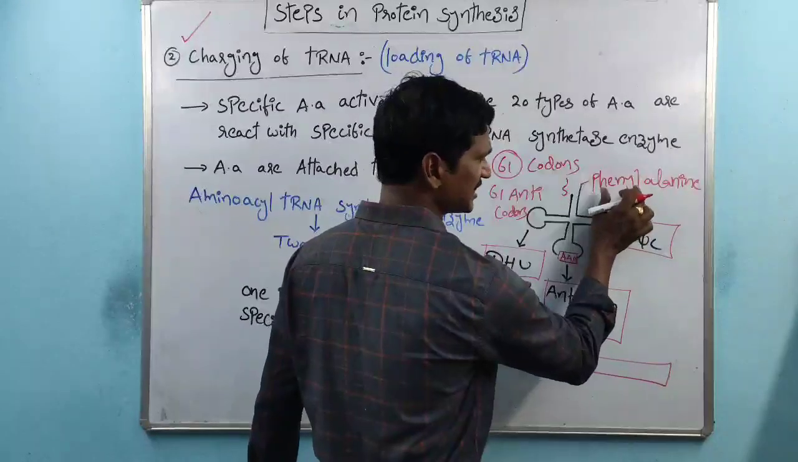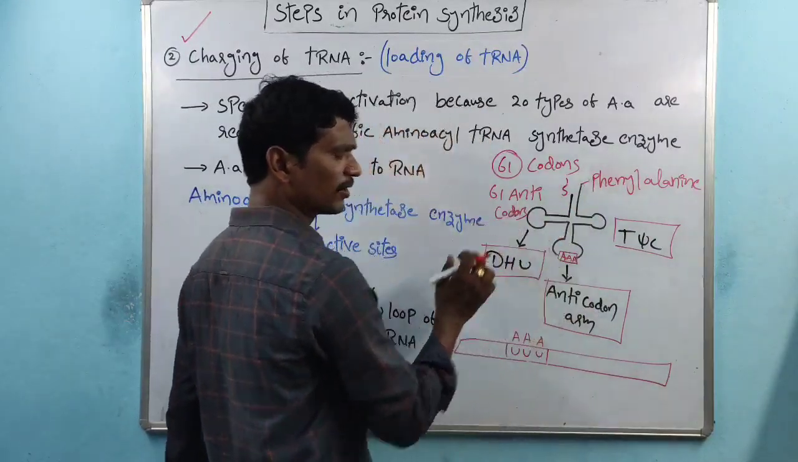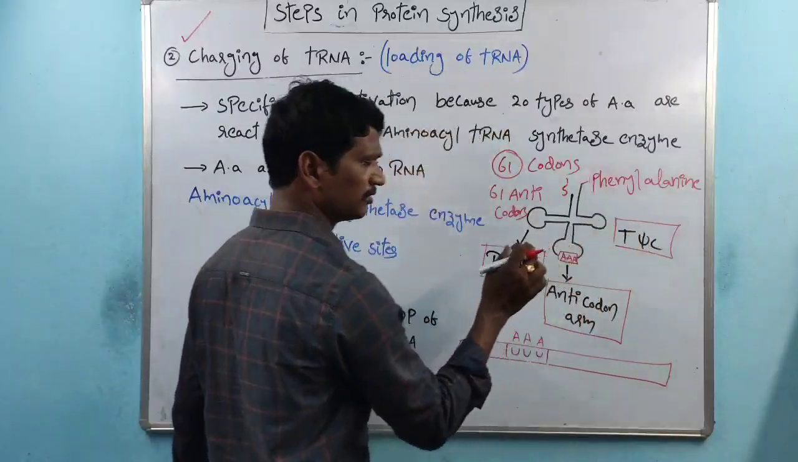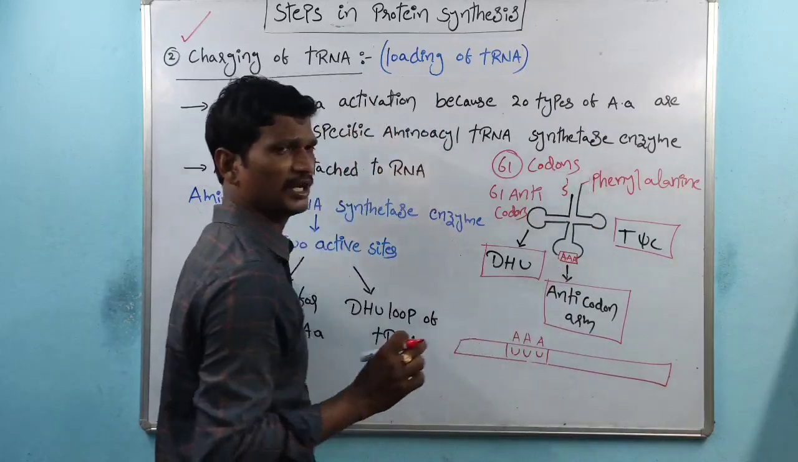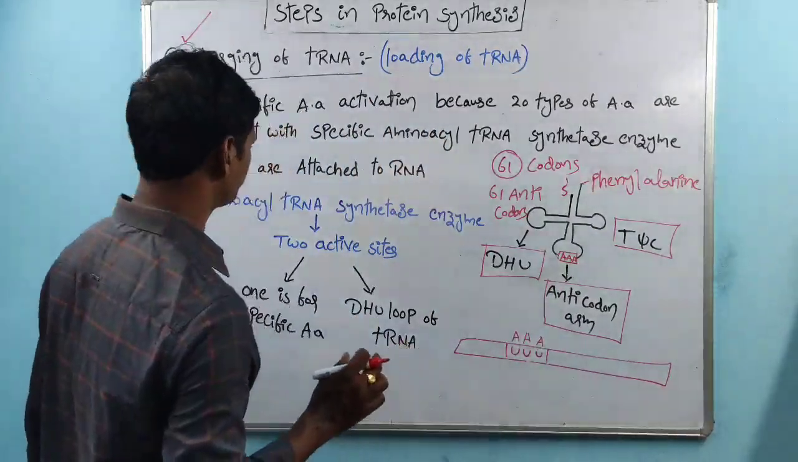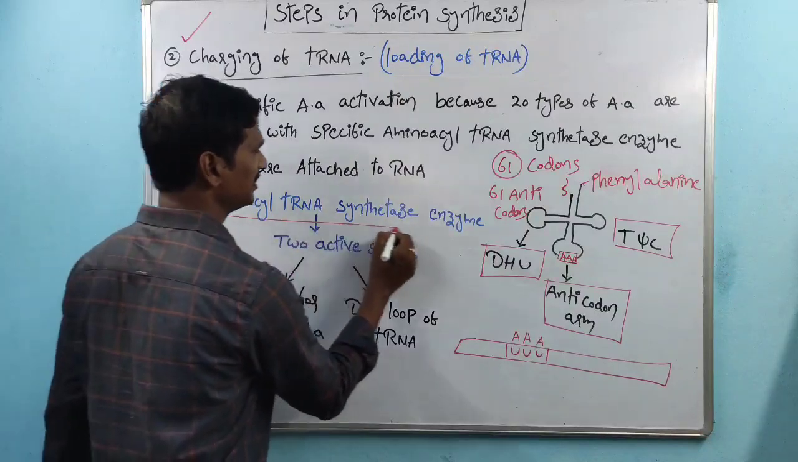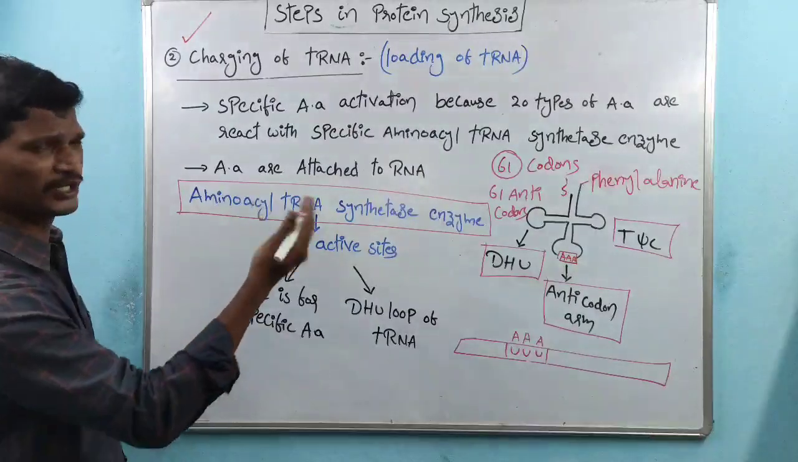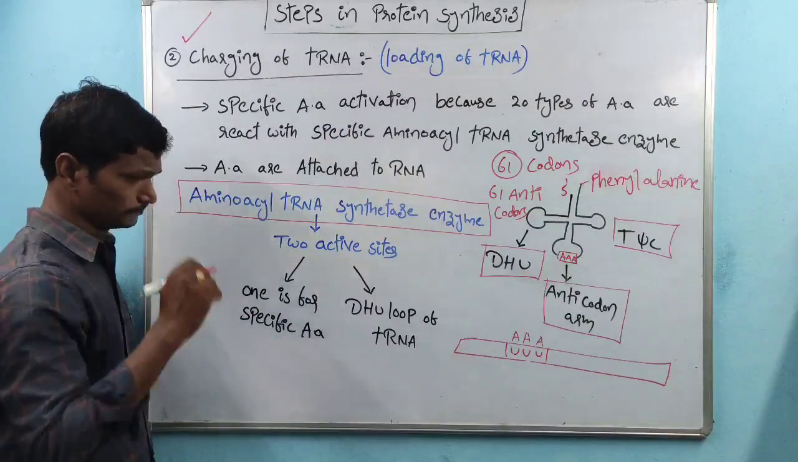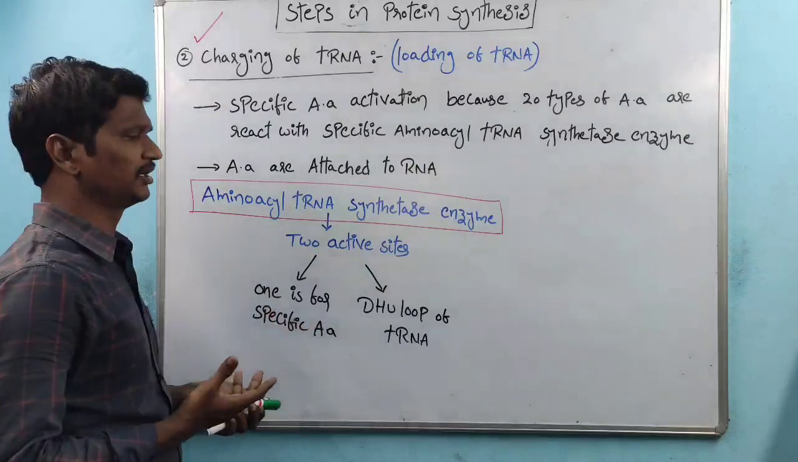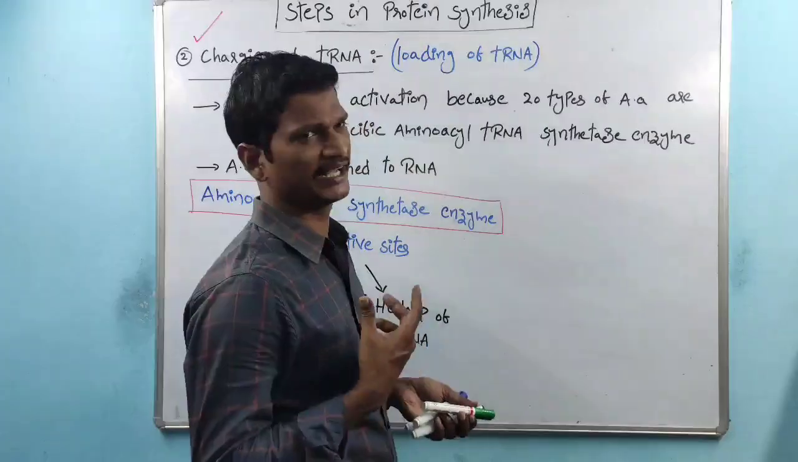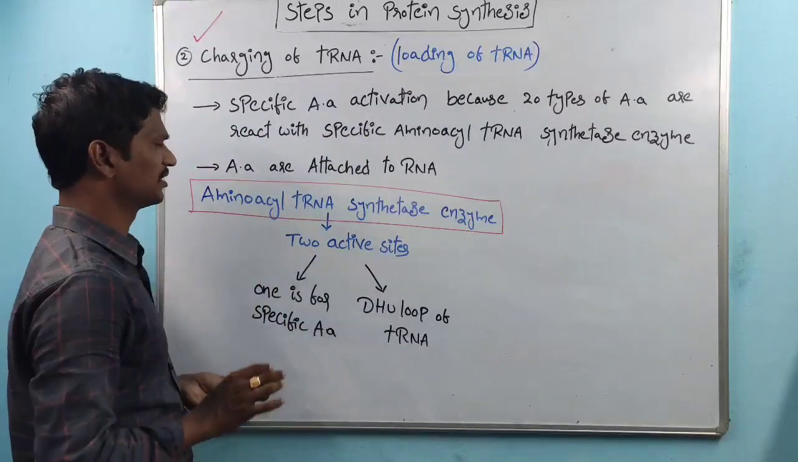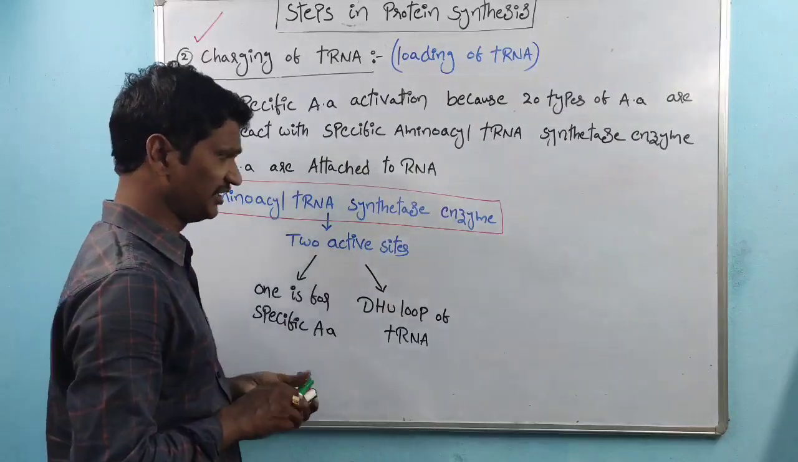So how does the specific interaction take place? How does a specific anticodon get attached with a specific amino acid? By the amino acid tRNA synthetase enzyme. We'll discuss how the interaction and the attachment take place. Here the attachment completely depends on the amino acid tRNA synthetase enzyme.